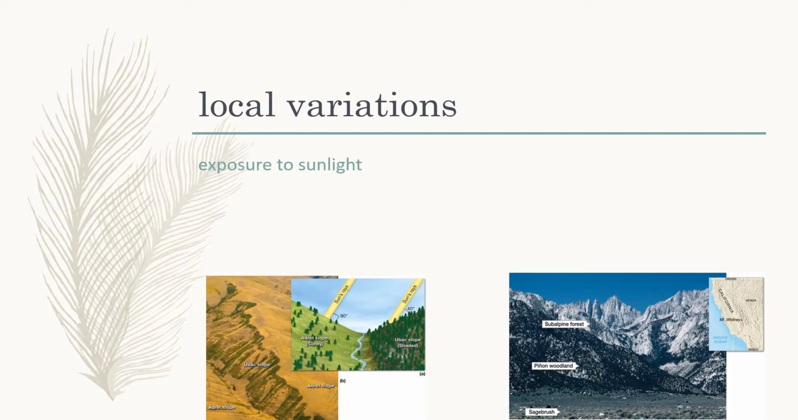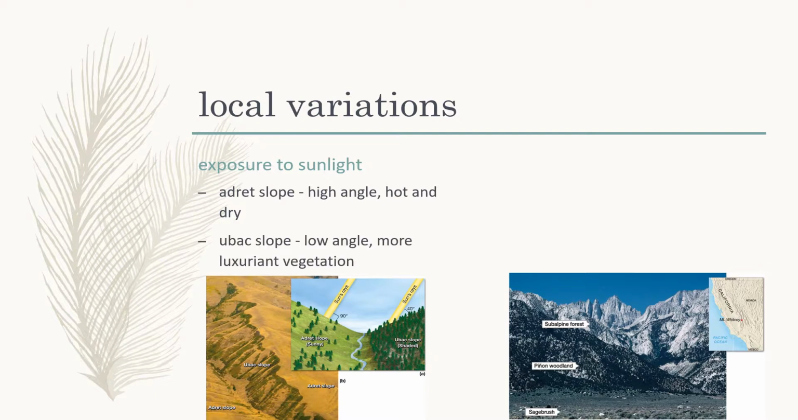Exposure to sunlight is one example of this, and can depend on the slope at which the sunlight reaches the plant. An adret slope is a high-angled slope and causes high and dry areas. An ubac slope is a low-angled slope, which causes more luxuriant vegetation due to cooler conditions.